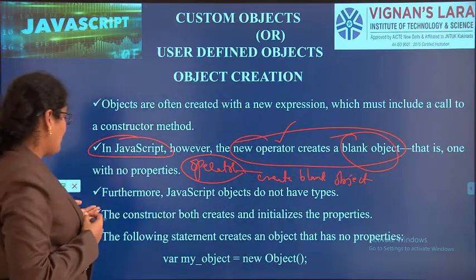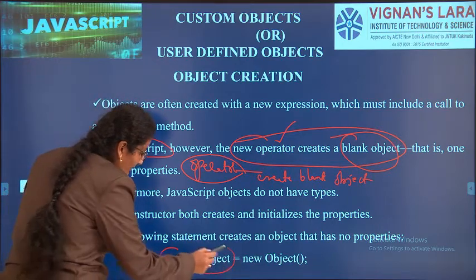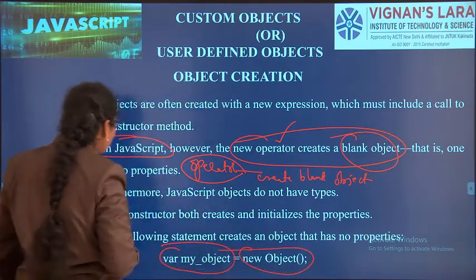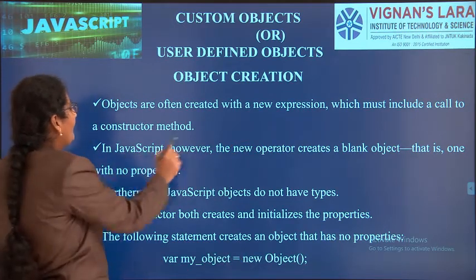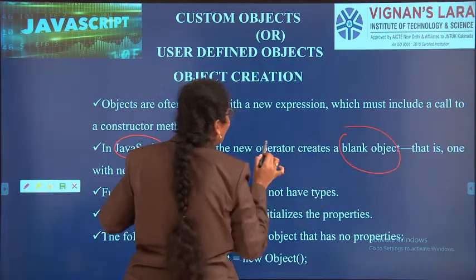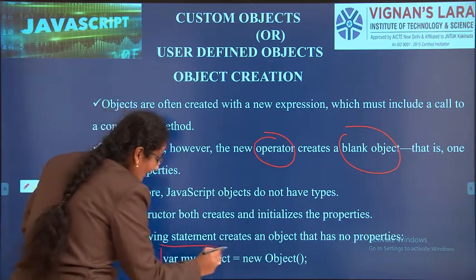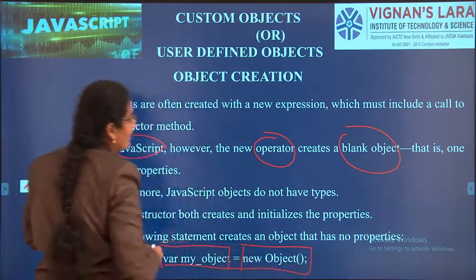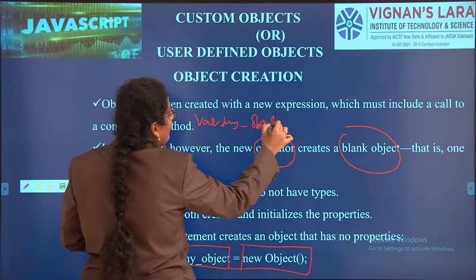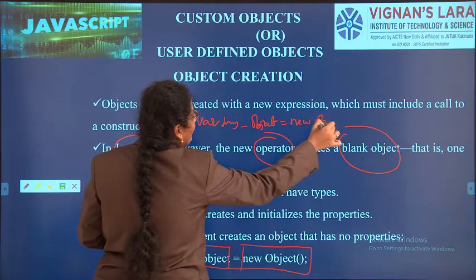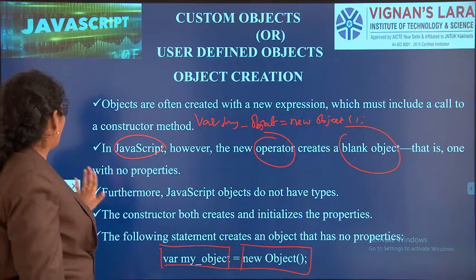So the rest of the points you also know. See, if you want to create an object, the syntax is var myObject = new Object(); This is the syntax. So two important points you need to remember: JavaScript will create a blank object for every operator, and if you want to create your own object, var myObject = new Object(); is the syntax.